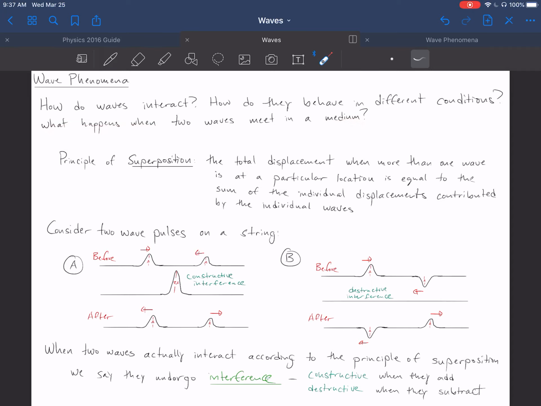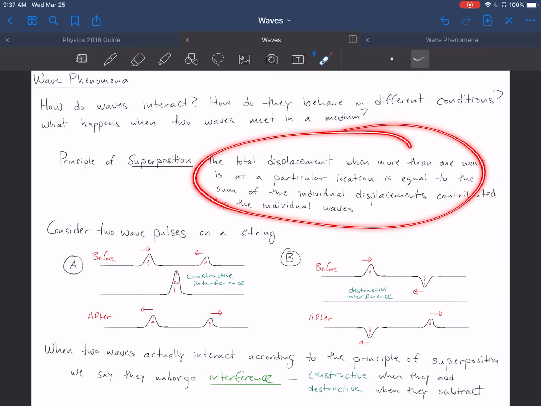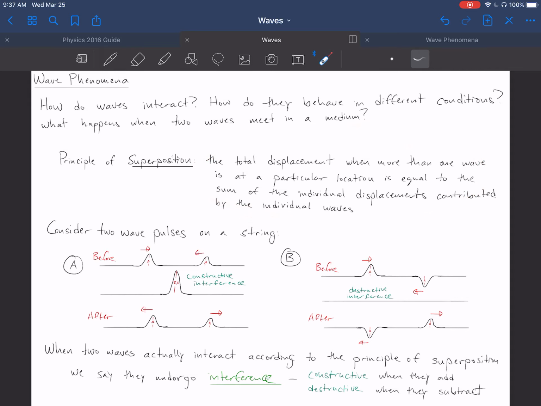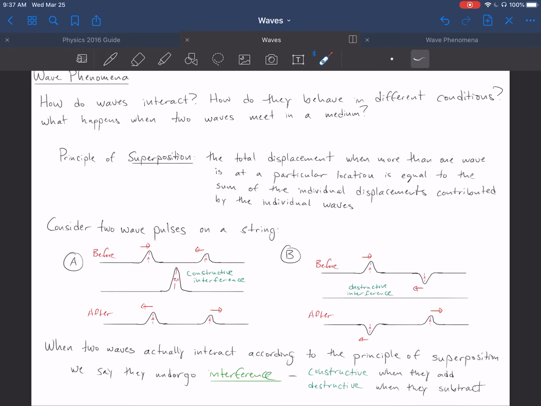We can answer this question primarily with the principle of superposition. That is, the total displacement when more than one wave is at a particular location is equal to the sum of the individual displacements contributed by the individual waves. This formal definition, by the way, is something you need to know and be able to explain. You do not need to memorize that exact phrasing, but you should know the idea.